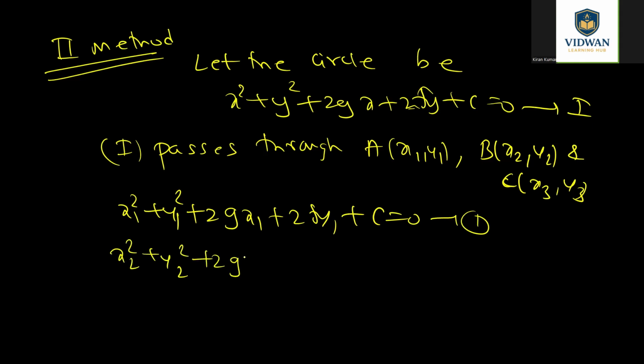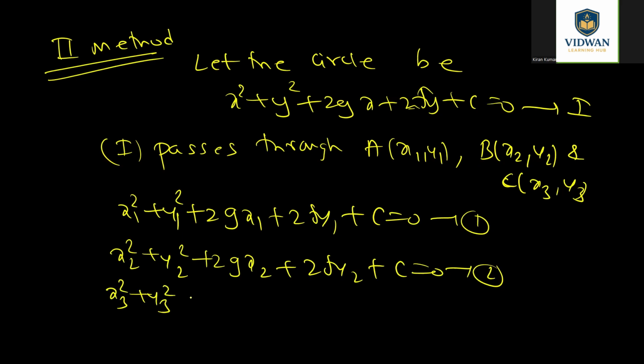plus 2gx2 plus 2fy2 plus c equal to 0. Likewise, you substitute the third point in the circle. For x, y, you substitute x3, y3, and you will get x3 square plus y3 square plus 2gx3 plus 2fy3 plus c equal to 0. So you got three equations. And usually to find the circle, you need three values: g, f, c. If you know g, f, c, you know the circle already.